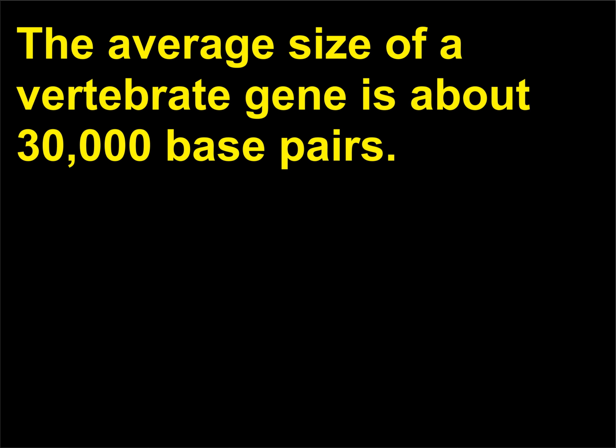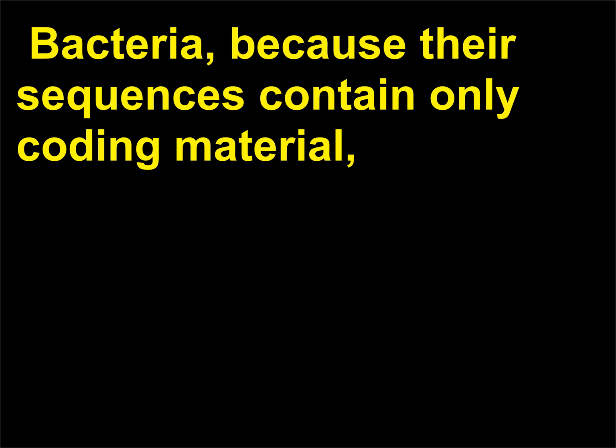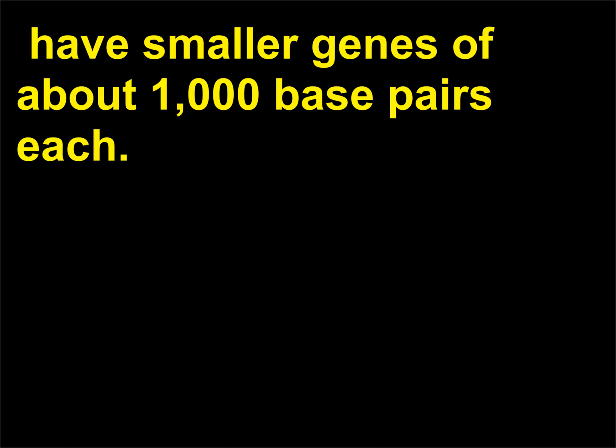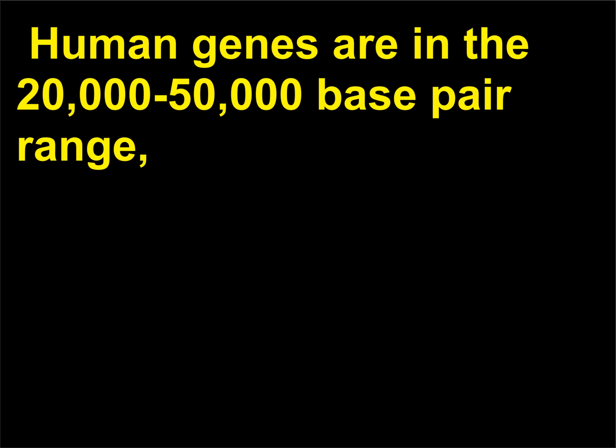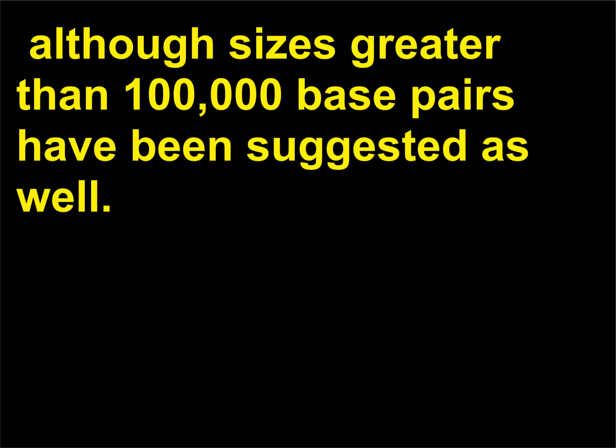The average size of a vertebrate gene is about 30,000 base pairs. Bacteria, because their sequences contain only coding material, have smaller genes of about 1,000 base pairs each. Human genes are in the 20,000 to 50,000 base pair range, although sizes greater than 100,000 base pairs have been suggested as well.